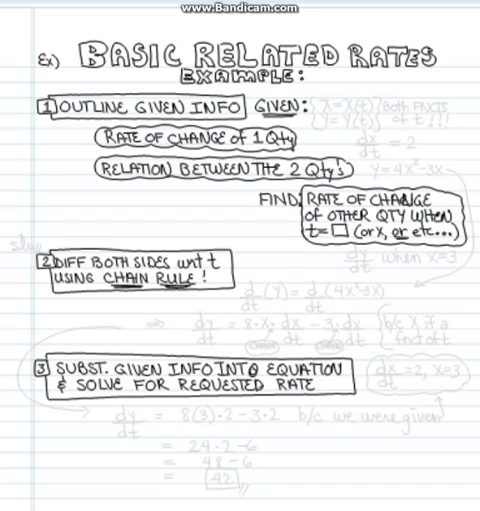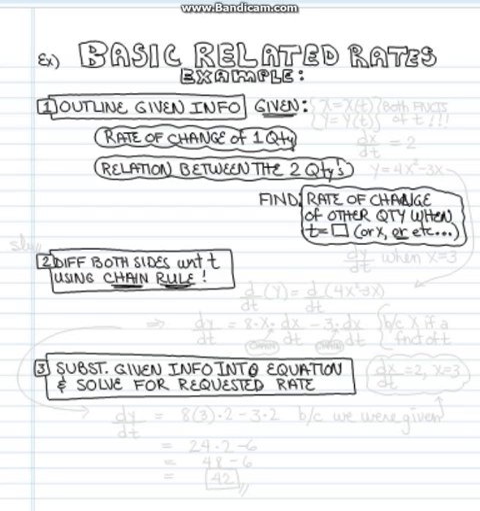See, they already gave you one of the rates of change. You have to find the rate of change of the other quantity when the value of t equals a particular number, or x, or whatever the common variable will be. Step two is a solution portion. See, step one was just outlining the given information. Step two is a solution portion.